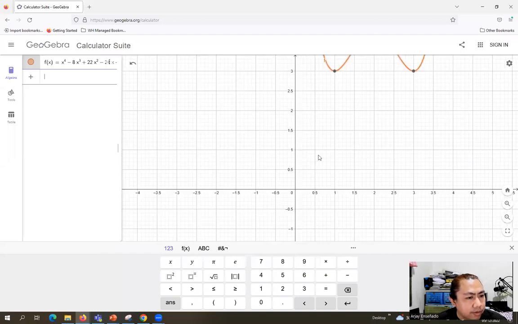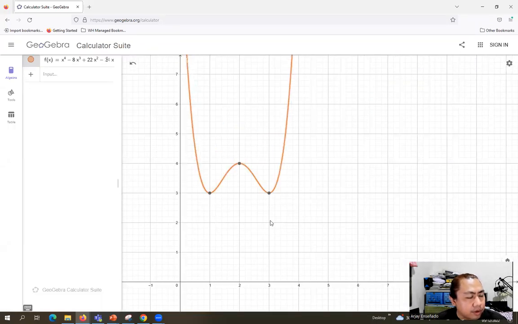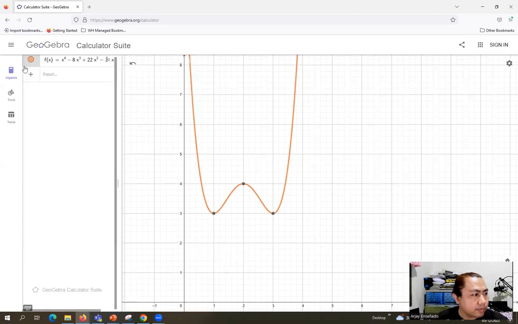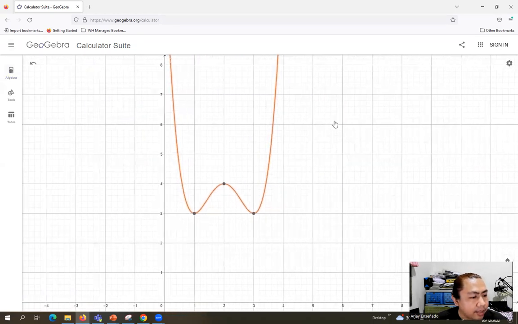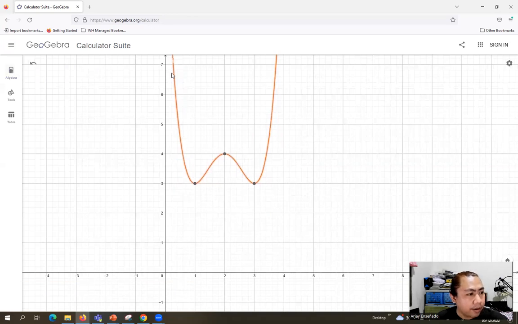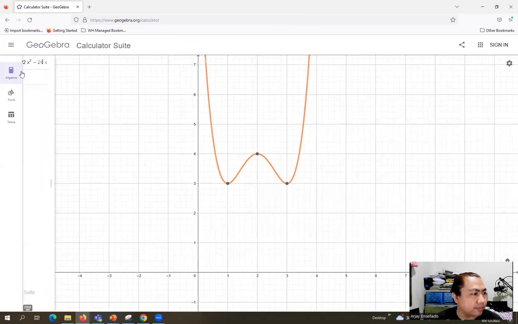Where is the graph? Ayun. So there is the graph. Okay. So ayan. So kita dapat. So negative infinity up to 1 is decreasing. Pababa. 1 to 2 is increasing. Pataas. 2 to 3 decreasing. Pababa. 3 to positive infinity, dire-diretso na yan. Pataas na siya. So ang graph ng to the fourth ay parang W. Okay? So tama ang ating answer.